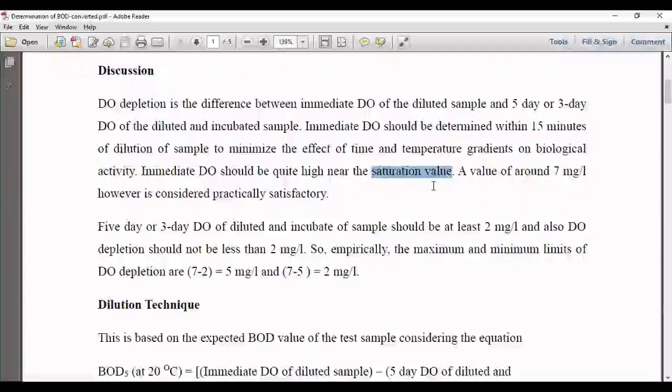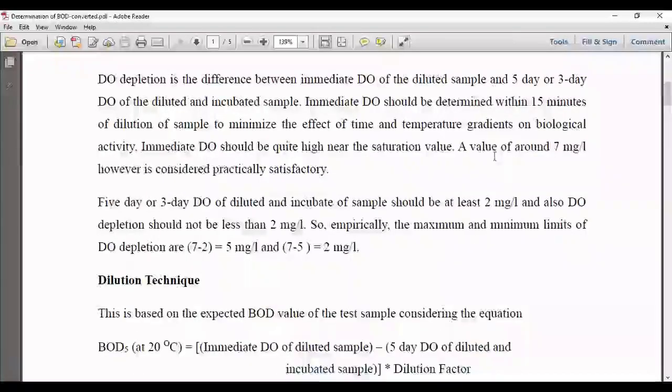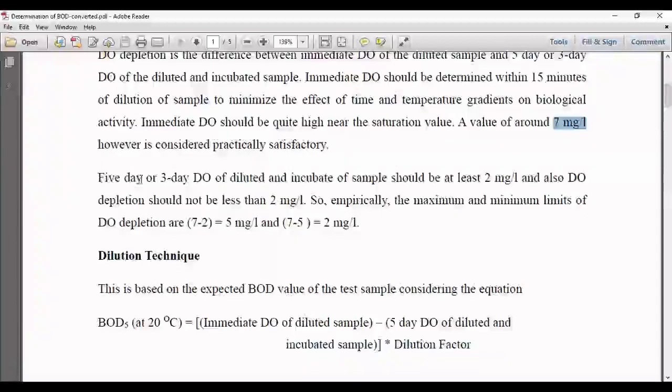To get an immediate DO of a high value, we are going to aerate the distilled water, and because of that we definitely will be getting the immediate DO quite high, right? How high? We should get at least 7 mg per liter of DO for immediate DO or initial DO. The 5 day or 3 day DO of a diluted and incubated sample should be at least 2 mg per liter.